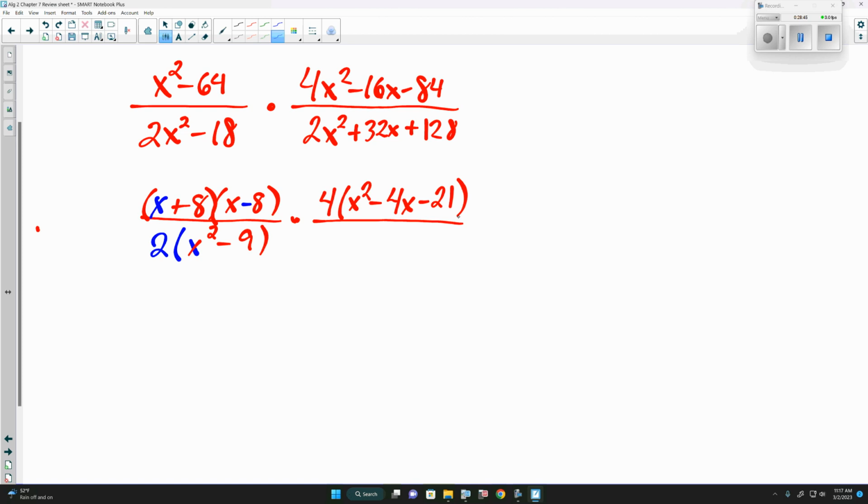And lastly, 2x squared plus 32x plus 128 is actually all divisible by 2. Okay.